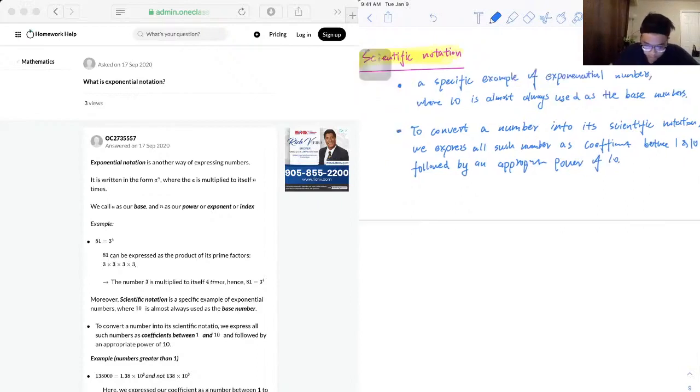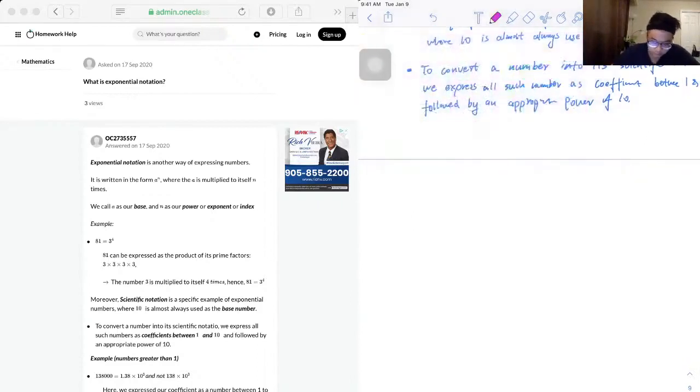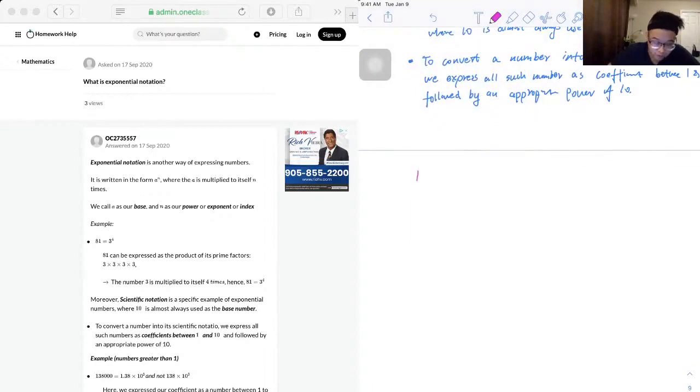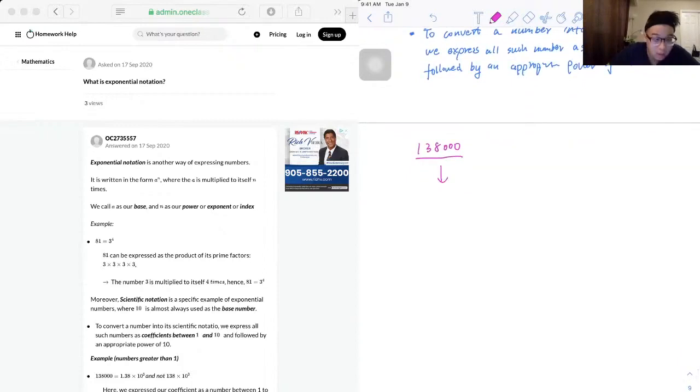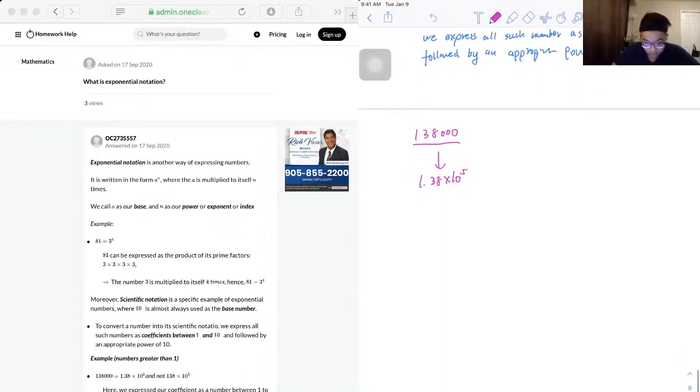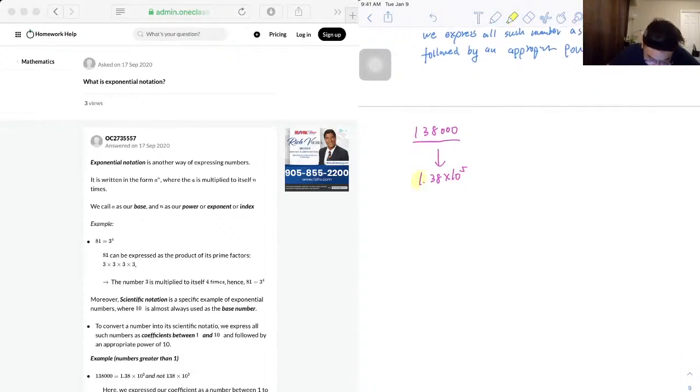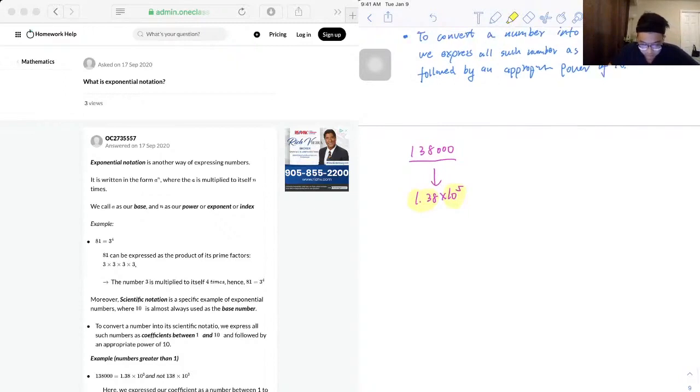Okay, so now if we say we have an integer 138,000, in scientific notation we can rewrite it as 1.38 times 10 to the exponent of 5. Right. And you can see for this part, 1.38 is between 1 and 10. And for the second part, it's just a proper power of 10.